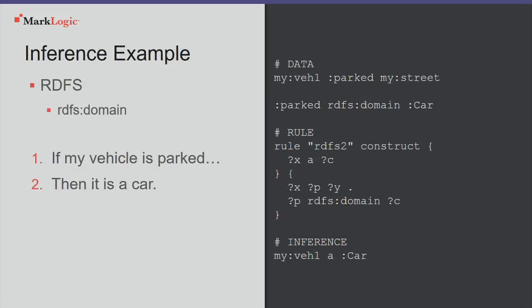All right, so a couple other examples just to solidify this. There are rules for the domain property from RDFS. Again, we can say if a vehicle is defined as being parked somewhere, well, then it's automatically under the class car. And that's the domain relationship. And there's a rule there that describes it formally. And via MarkLogic inference, we get a new triple out of that when inference is applied to our data.